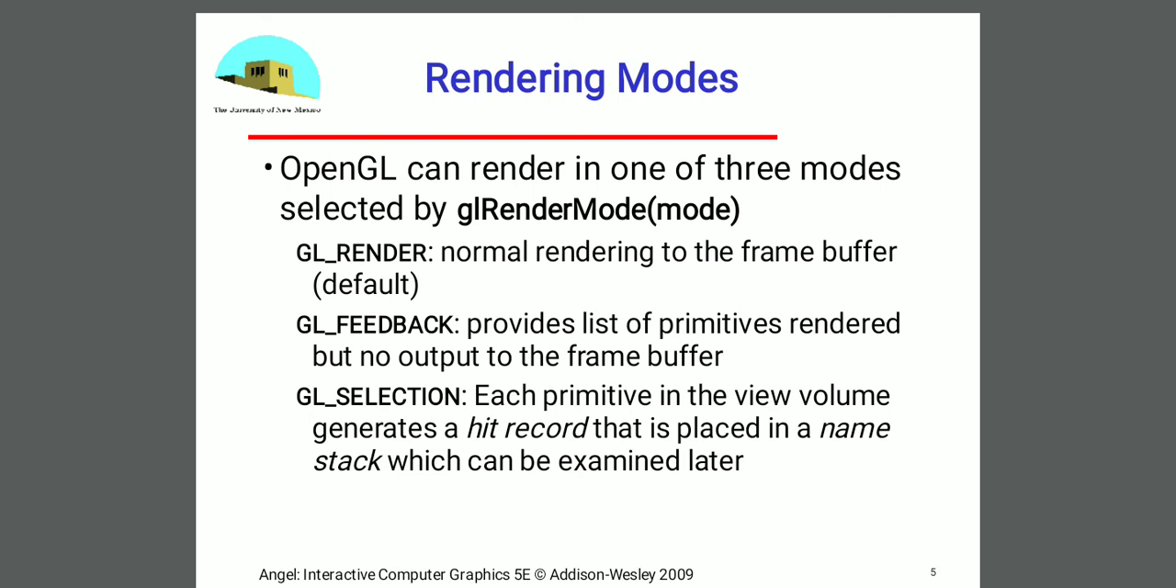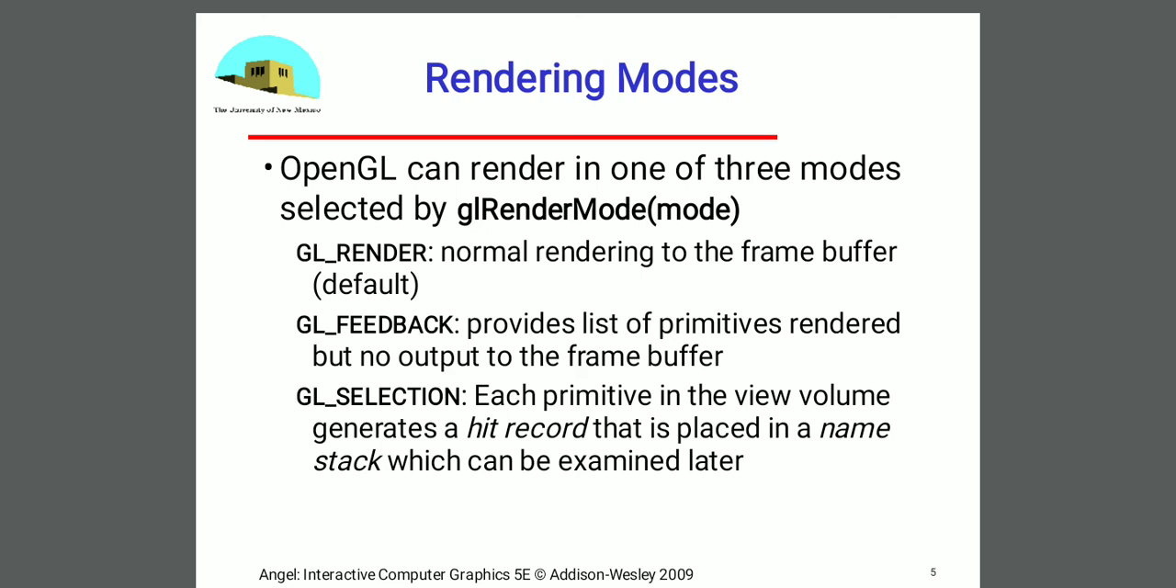How to call this mode? GL render mode. So these are the three modes: GL render, GL feedback, GL selection. So what is this mode where we are using GL render mode, you see? Normal rendering to the frame buffer. This is the normal rendering option. When you touch an iPad or a touchscreen panel, the selection will be taken from that and input is passed. That is the default mode, GL render mode.